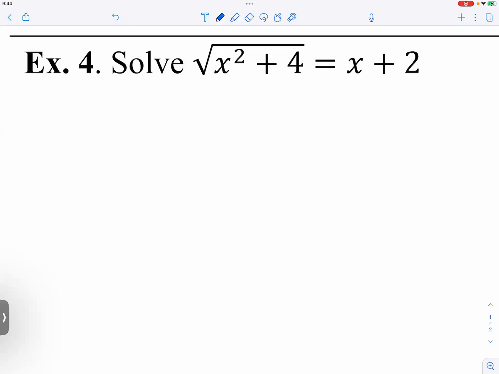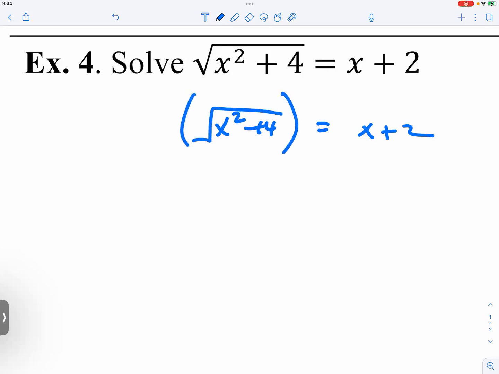So if you look at example 4, we basically ask the same question. We want to get x by itself, but we have a little square root right here that's dangling and affecting our work. So it would be nice if we can get rid of the square root. And to do that, you will square both sides.